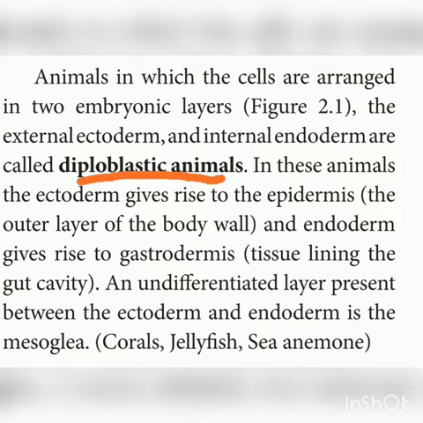Next we move on to diploblastic and triploblastic. Diploblastic animals means the organisms have two germ layers, ectoderm and endoderm. Ectoderm, endoderm ரெண்டு germ layer இருந்தால், ஓகேவா, they are called diploblastic. Okay, so what is mesoglea? Mesoglea means ectoderm-க்கு endoderm-க்கு நடுவுல ஒரு undifferentiated layer இருக்கும், அதுக்கு பேர் தான் mesoglea. This mesoglea is present in corals, jellyfishes and sea anemone.